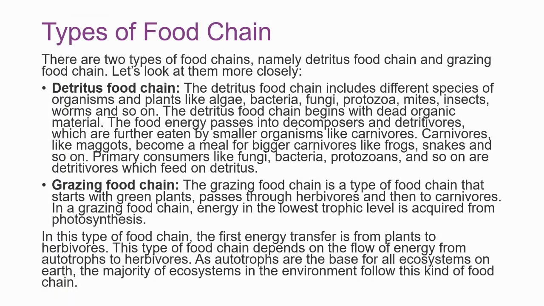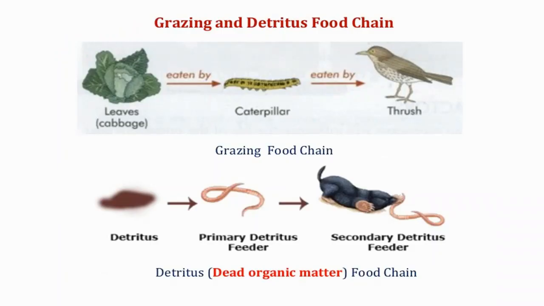As autotrophs are the base for all ecosystems on Earth, the majority of ecosystems in the environment follow this kind of food chain. Now let us look at the grazing and detritus food chain.